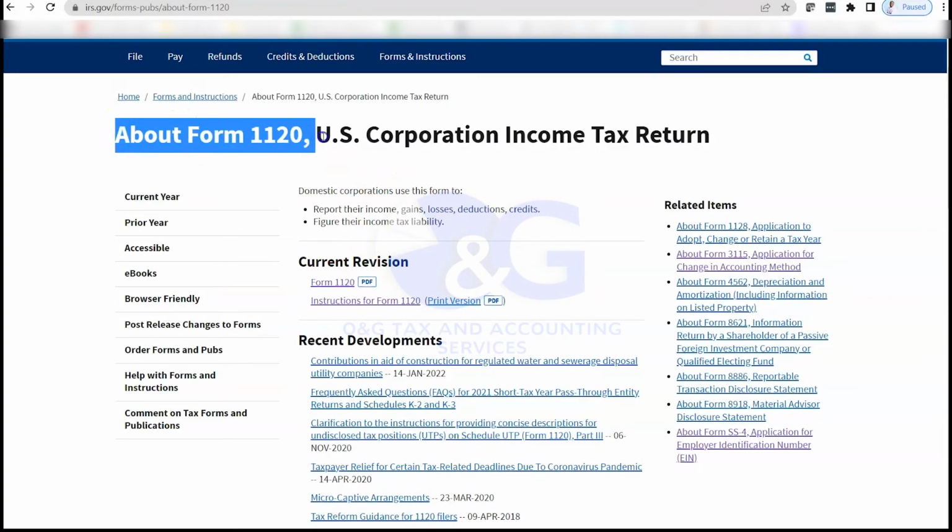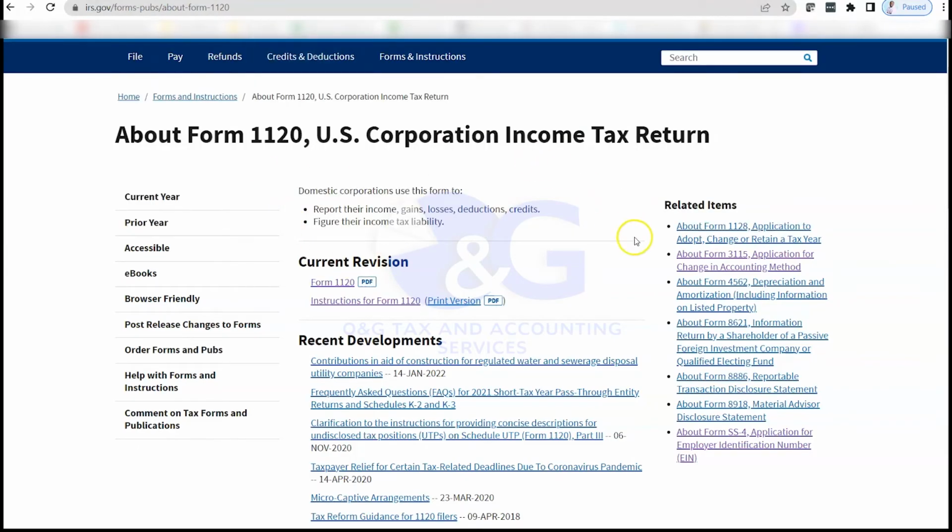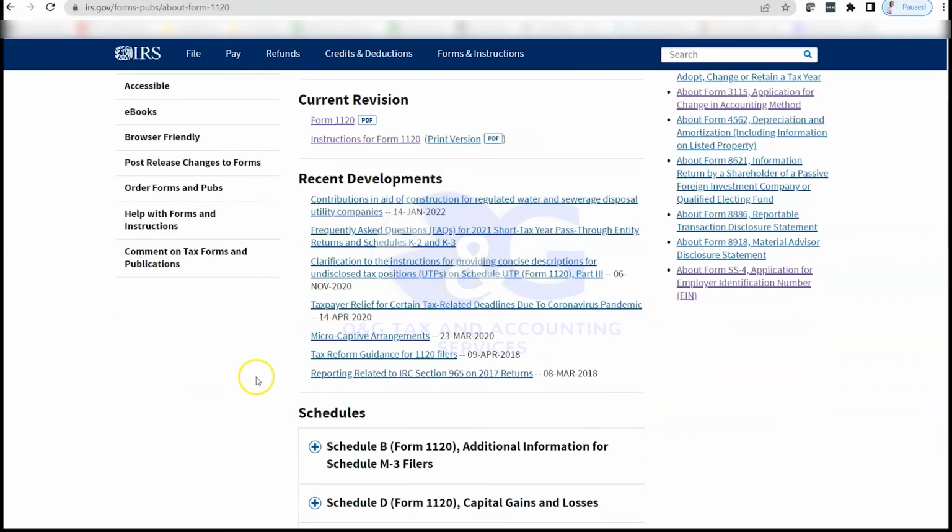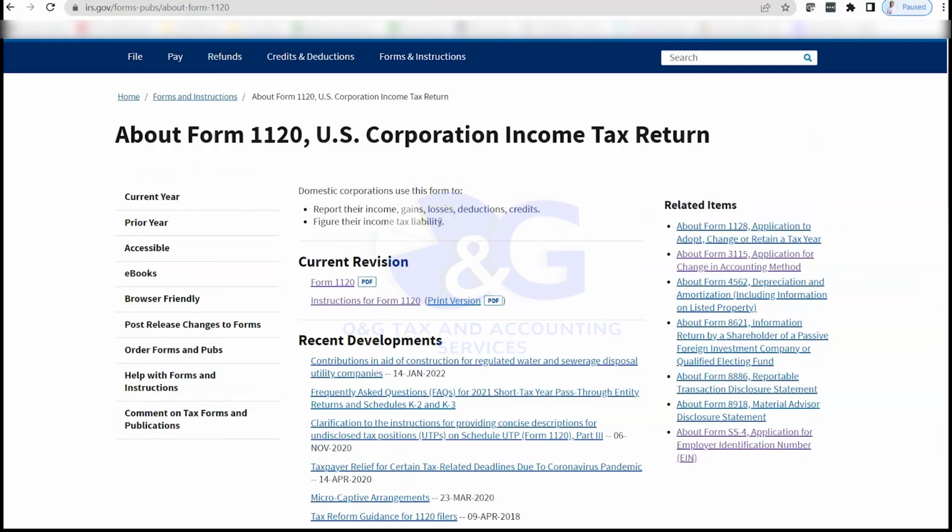So if you're watching this video or this course in the future, you always want to make sure that when you paste the link, it brings you to this page, because this page will give you the latest or the current revision of the form that you're going to use to file these returns.